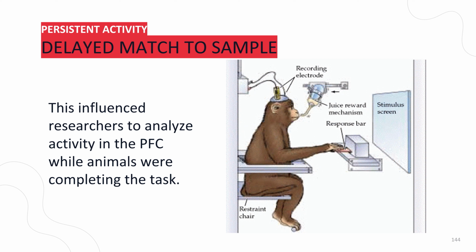This influenced researchers to analyze activity in the PFC while animals were doing this task. Using implanted electrodes, experimenters were able to record from neurons in the PFC that fired throughout the delay period. The sustained activity subsided once the monkey's response was made, indicating that it was involved in representing the food location while it was out of sight. This landmark study first revealed the brain's mechanism for keeping important representations active without external input.